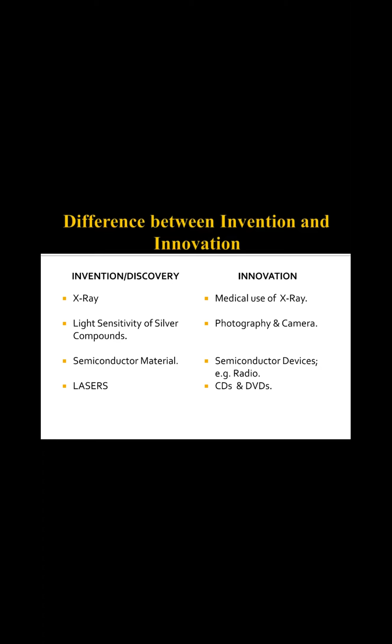As you all know, there are a few basic semiconductor materials, germanium and silicon, and the improved semiconductor materials are gallium arsenide, gallium phosphide. These semiconductor materials led to the boom in the electronic industries and to the development of various electronic devices such as radio, transistor, LEDs, TVs, etc.